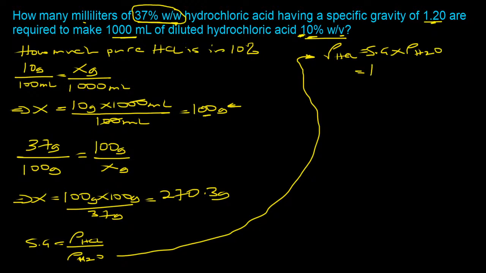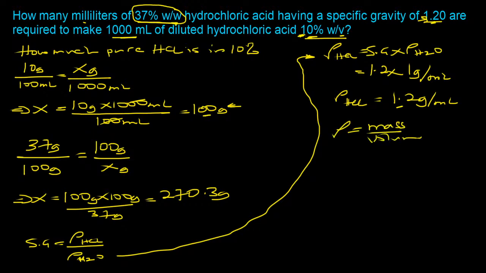So specific gravity is 1.2, which was provided in the question. And the density of water is 1 gram per milliliter. So the density of the HCl is 1.2 grams per milliliter. So normally, if your reference liquid is water, then the density has the same numeric value as the specific gravity. You just have units when you talk about density. So now what we can do is recall that density is mass over volume, and we want the volume. So volume is mass over the density.